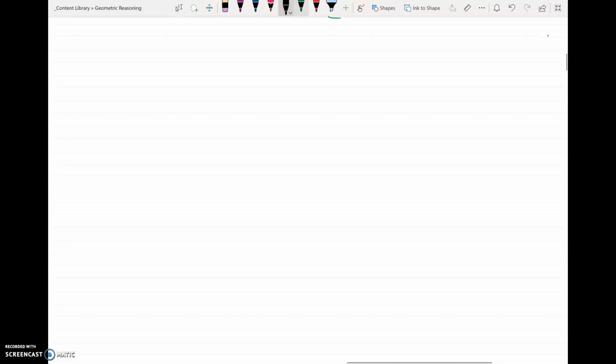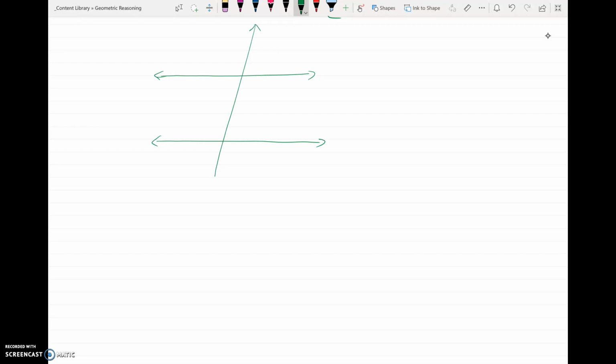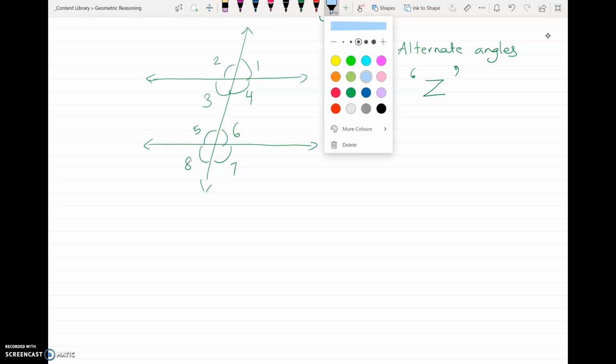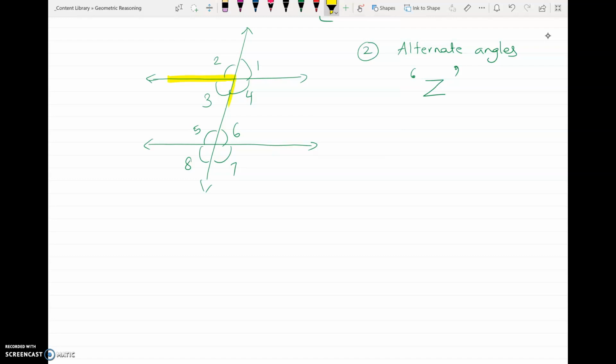Now the next angles that we are going to look at are alternate angles. So I'm going to draw parallel lines again, and again I will write all the angles. So 1, 2, 3, 4, 5, 6, 7, 8. So the next angles that we are going to look at, because they come in pairs, are alternate angles. And what letter are we going to use to identify them? We are going to use letter Z. So let's identify letter Z here. So this is our first Z.